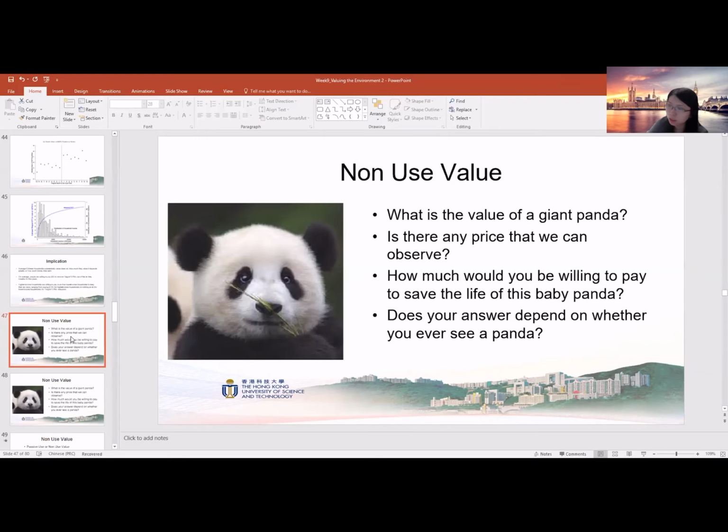Non-use value is that I will never cross paths with this particular environmental good or site, but I still value its existence. So think about the example of the panda. I'm putting this panda picture here for a long time. How much are you willing to pay to save the life of these pandas? That's a question about your preferences over pandas, right?